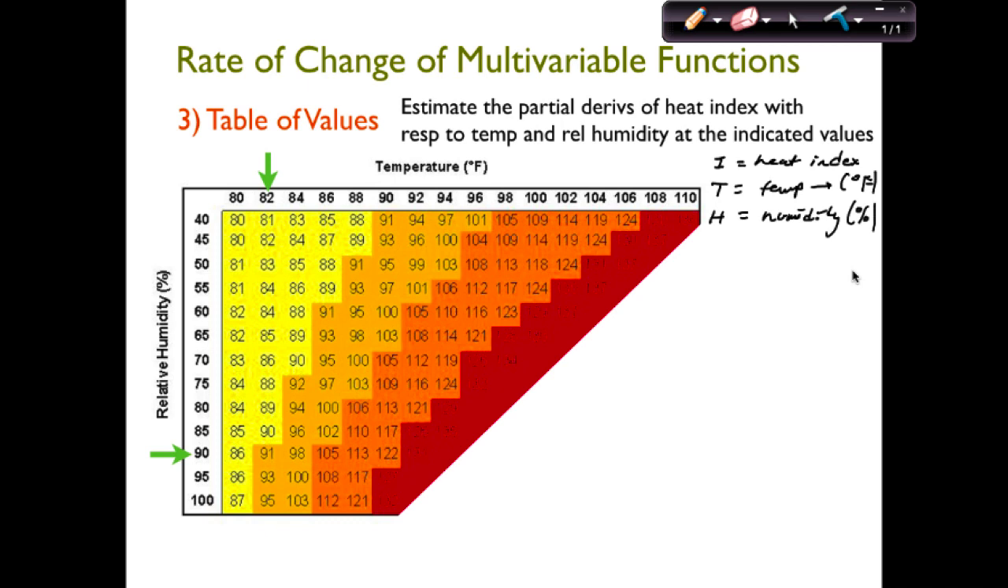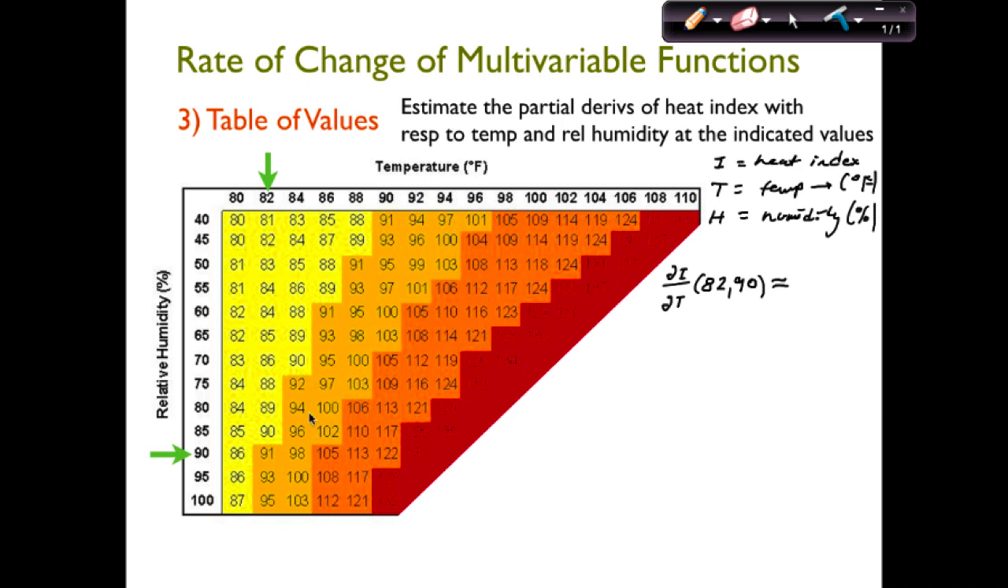Okay, so what I want to do is estimate the partial of I with respect to, first of all, T at (82, 90). So this is an estimation. How will I do that? I want to know the rate of change. We know that the actual temperature index is 91, but what about the partial of index with respect to temperature? So what could we do to figure that out?